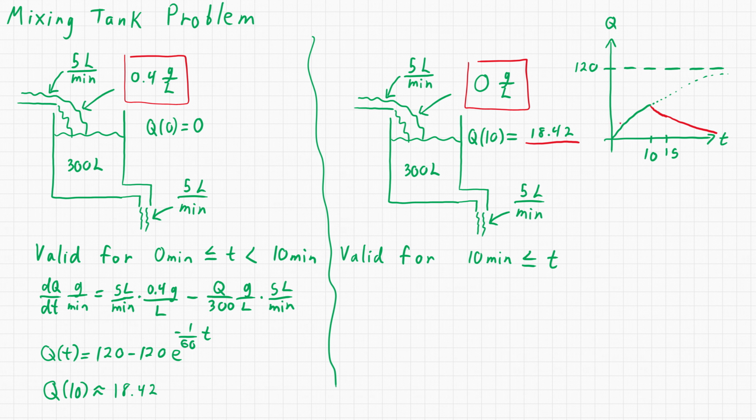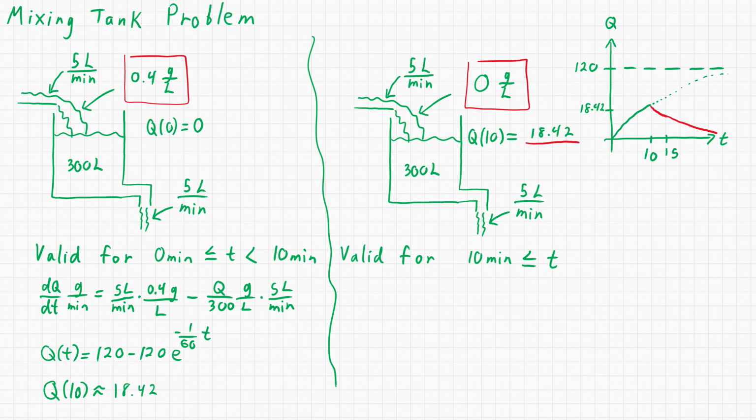So we solve the first differential equation. We're going to get a curve for that. Its limiting amount is 120. We plug in at 10 minutes. We got a value of 18.42. Sorry, the scale is a little off. All right, so left there. Then we're going to start a new differential equation, and our new initial condition is at time t equals 10 minutes. We're going to have 18.42 grams of salt in the tank. Right? So that's the idea here.